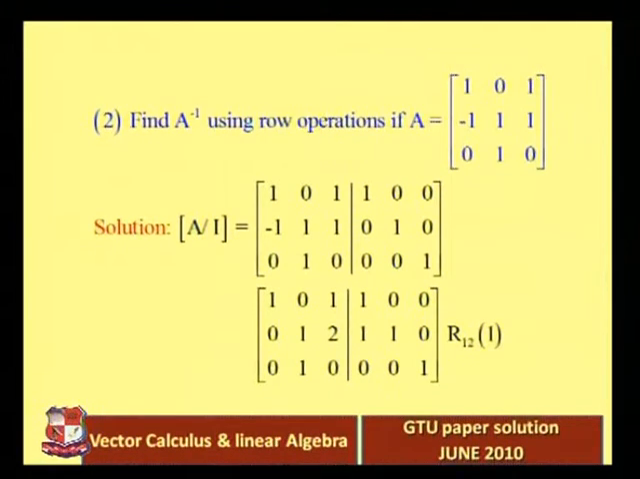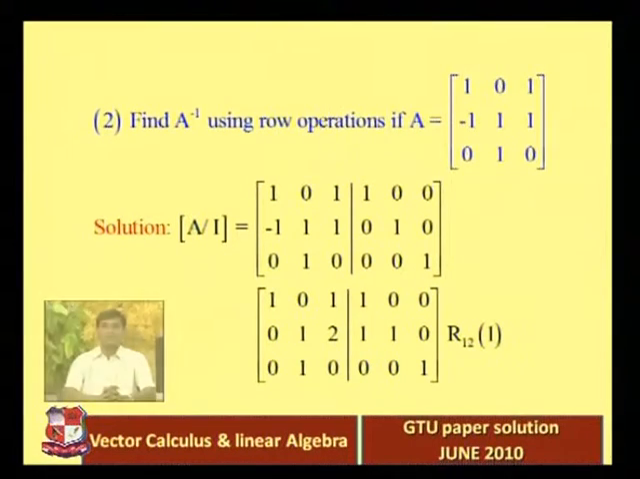Okay, so 1 0 1, minus 1 1 1, 0 1 0, and on the right 1 0 0, 0 1 0, 0 0 1, the standard identity matrix. Now we multiply first row with 1 and add into the second row. So first row is as it is, 1 0 1 1 0 0, second row becomes 0 1 2 1 1 0. Just add first and second row and put that value in the second row.